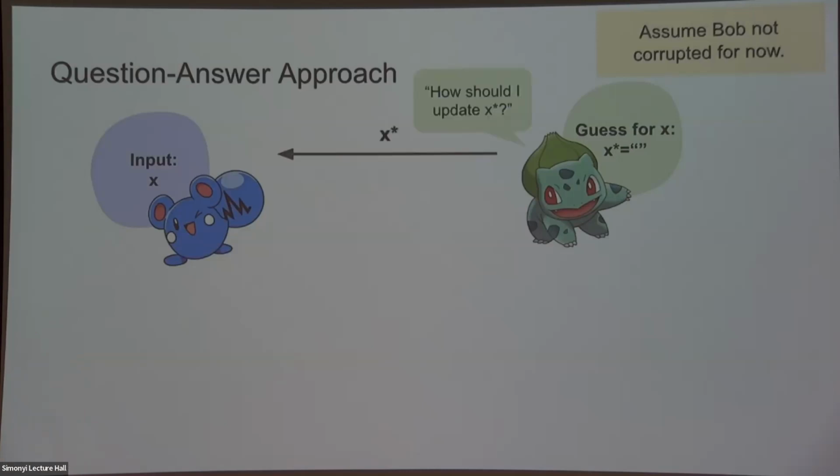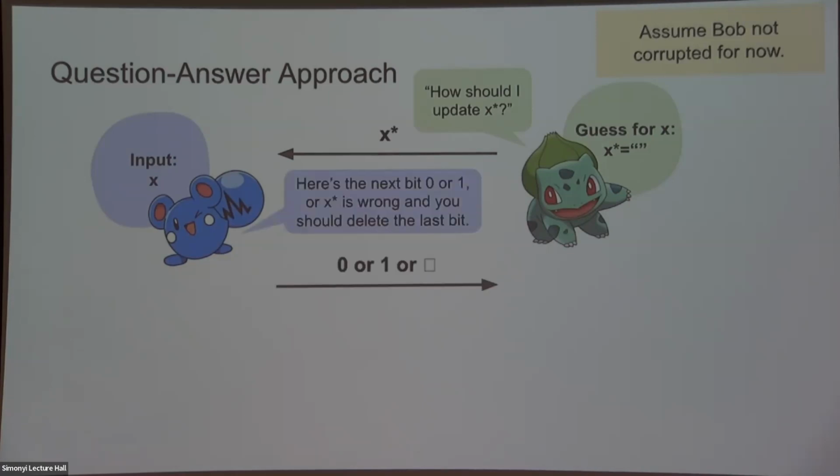Basically, Bob is going to have a guess for X. We're going to denote it by X star, and it's going to start as an empty string, and Alice at every point is going to tell him the next bit of X, and he's going to build up X over time, making it longer and longer with every round. At every round, Bob is going to send over X star to Alice, basically asking the question: here's my guess for X, how should I update it? And Alice is going to respond by either telling him the next bit, or that the last bit was wrong and you should delete the last bit so you can rebuild it from scratch. So that's 0, 1, or that's supposed to be a back arrow, but it's just a box. So a box would mean the eraser in this case.